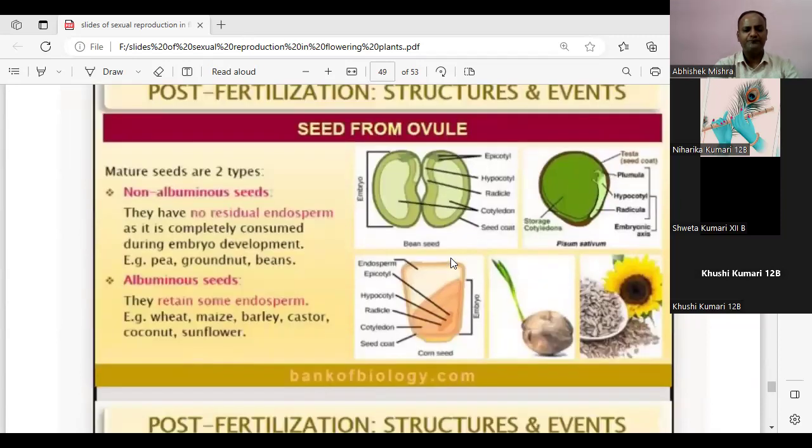Now, students, we will see how many types of seeds there are. There are actually two types of seeds. One is non-albuminous, where there is no endosperm, as it is completely consumed during embryonic development, like pea and groundnut. And albuminous seeds have the endosperm, like wheat and maize. So there are two types of seeds: albuminous and non-albuminous.